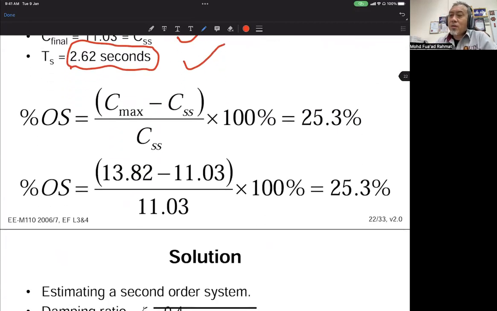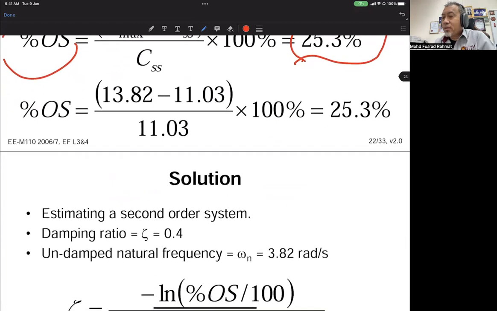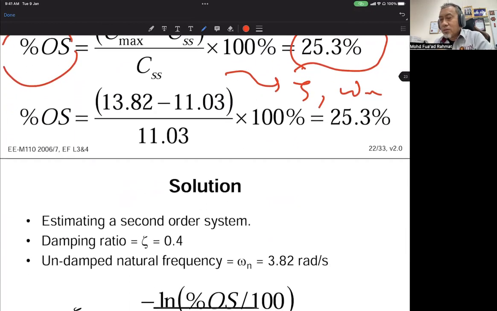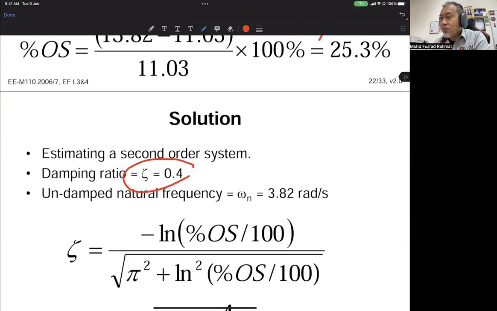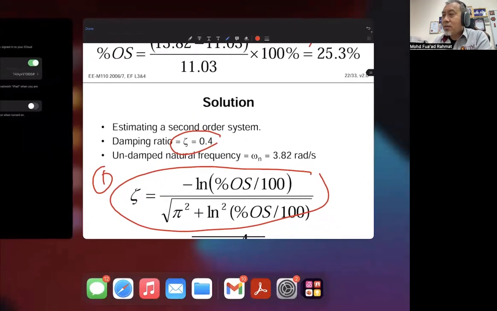So we try to find the overshoot first, which is 25.3%. Why do we calculate overshoot? Because we want to find the value of the zeta and omega n, right? So how we get 0.4 is either you use the formula, number one, or you derive. Okay, you derive like this.